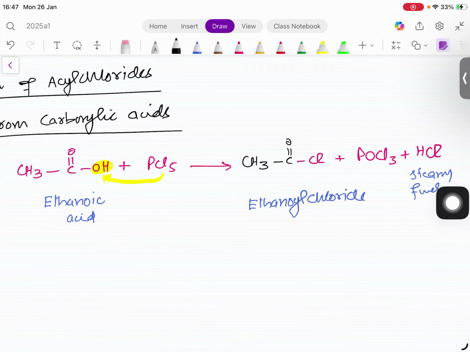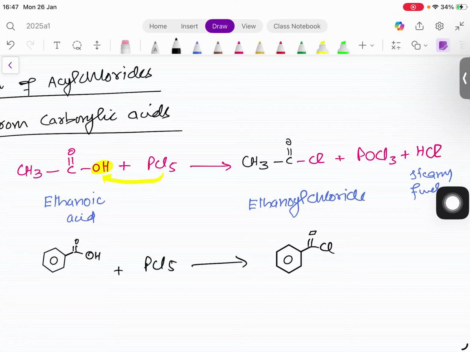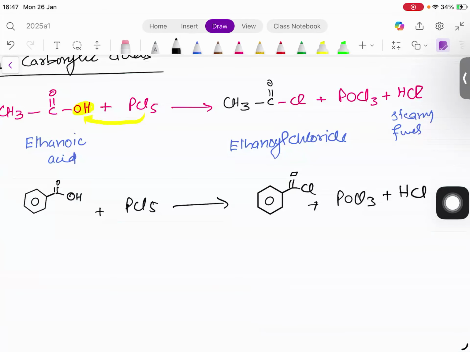Okay. For example, if I take benzoic acid, here it is, plus PCl5 gives us benzoyl chloride plus POCl3 plus HCl. Okay, so here they are prepared. Now reactions of acyl chlorides.